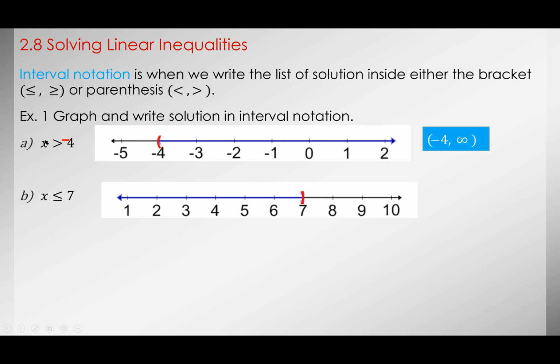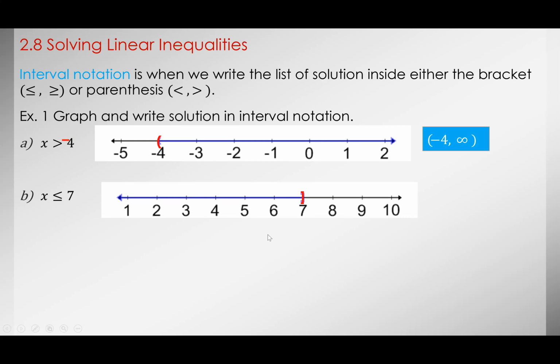6 is less than 7 is also a true statement, right? Up here, -4 is not greater than -4. That's the difference between the parenthesis and the bracket. The bracket tells me that we can include that number. The parenthesis tells me that I cannot include that number. I can get close to it, I can get -3.99999999, but I cannot get to -4. Same idea.